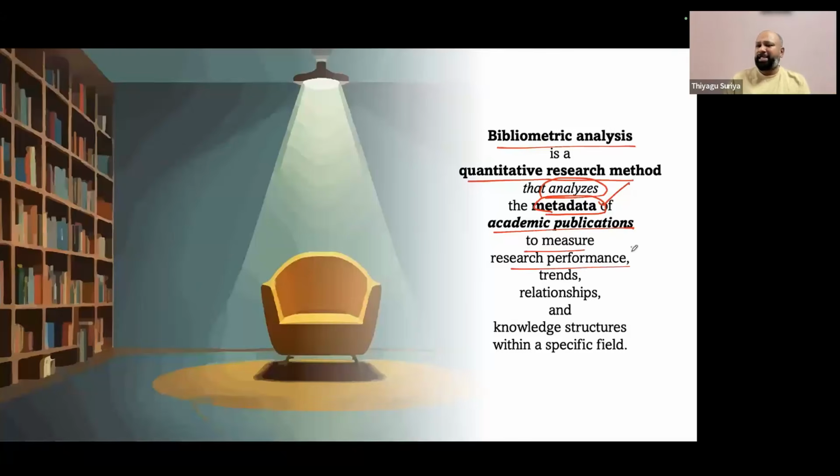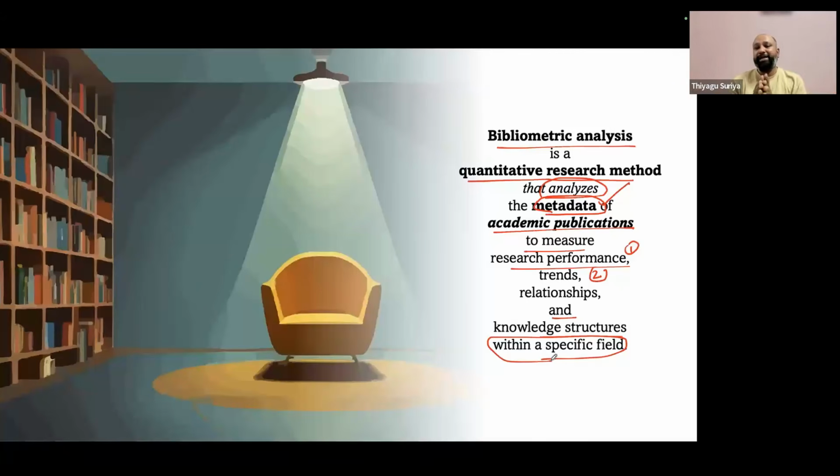Basically, it helps to understand research performance, research trends, and the relation between all the metadata and knowledge structures within a specific field. The specific field is what we are going to search for. For example, I want to do a search on the use of the flipped classroom, or on artificial intelligence in education. This is the area where the research is going on. What are the research trends in the current context?